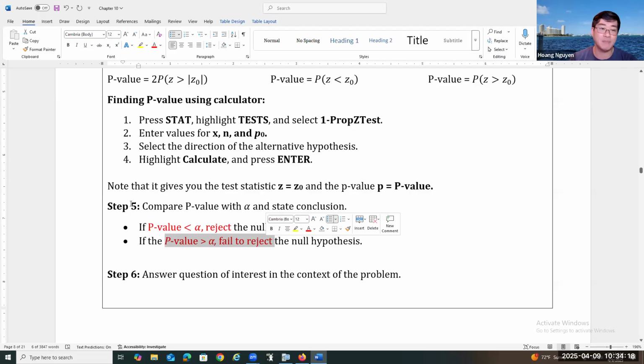After we got step number 5, then we're going to go to step number 6, right? Answer the question of interest in the context of the problem. You might go back to section 10.1 and take a look at how we state the final conclusion, right?